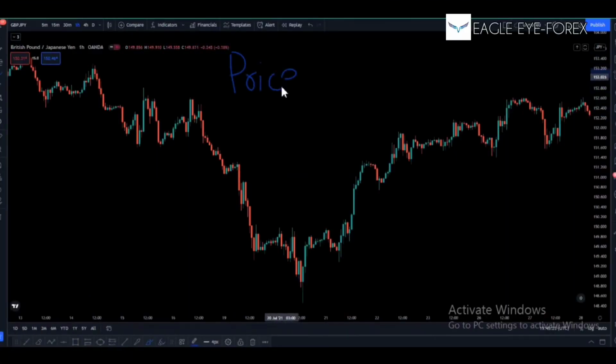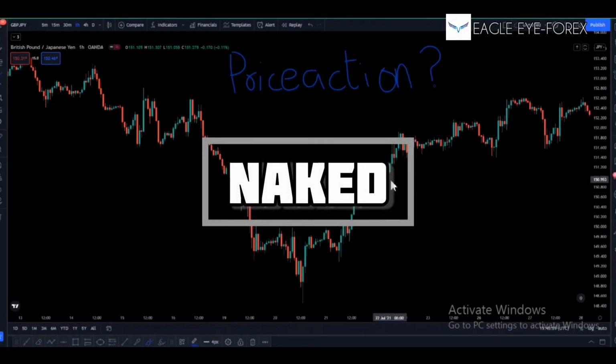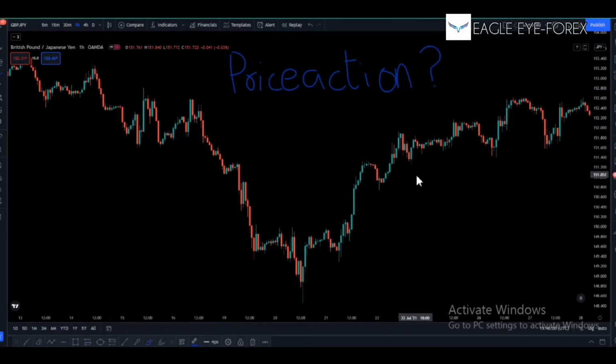So what's price action in simple words? Price action in simple words is the trading methodology in which we trade based on action of price or changes of the actual price movements rather than using any technical indicator. We use naked charts to make trading decisions, like profit targets, stop losses or entry points.